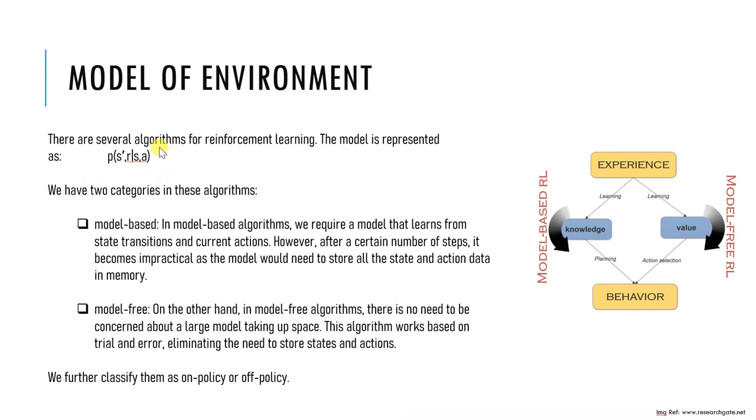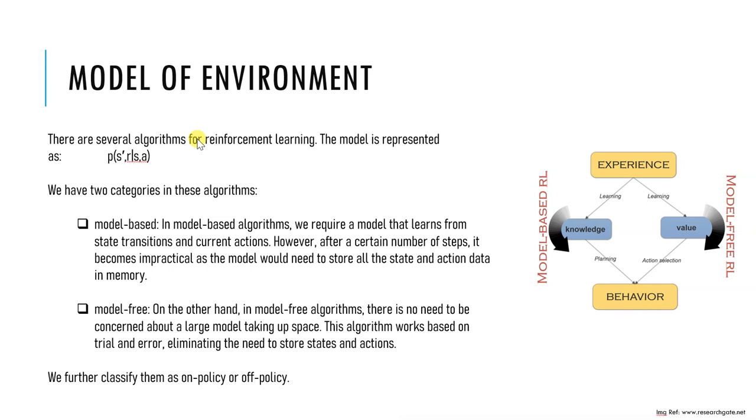Let me explain what this is. This equation refers to the probability of transitioning from state S to state S dash and receiving reward R when taking action A. It is a key component of the Markov decision process and is used in the Bellman equation to calculate the expected value of the next state. In other words, it tells us how likely it is to end up in a particular state and receive a certain reward when we take a specific action in a given state. That is what it basically represents.